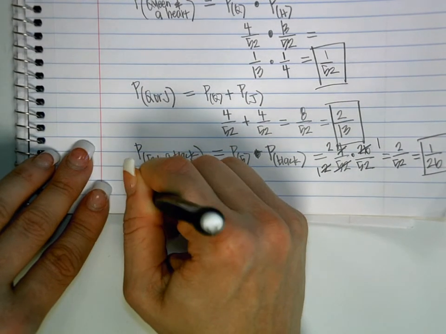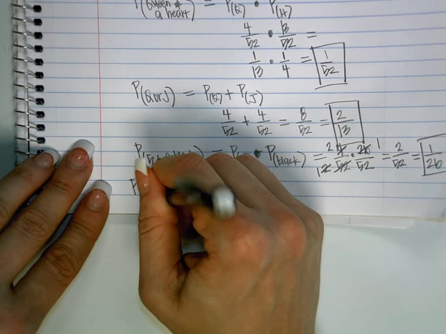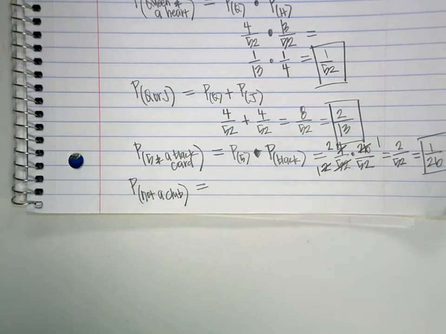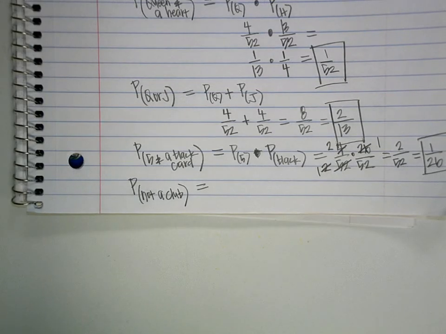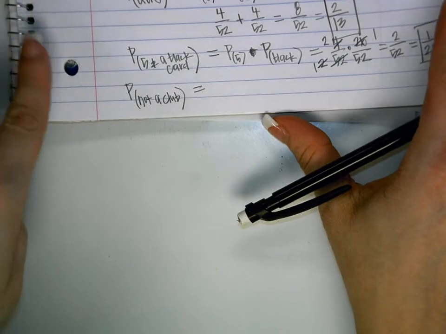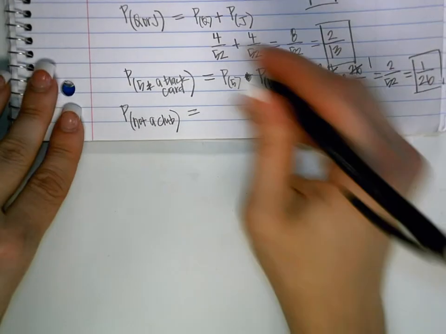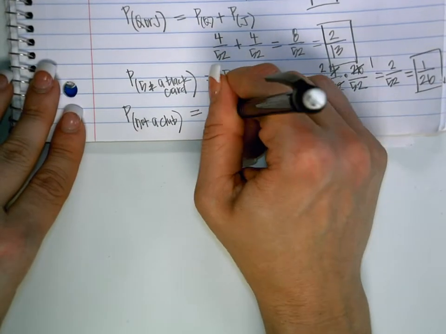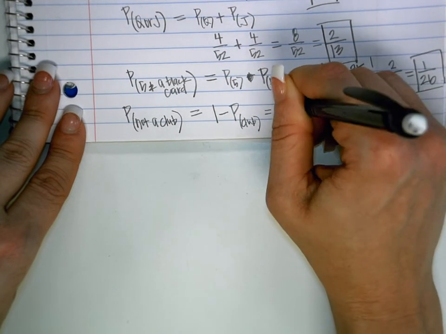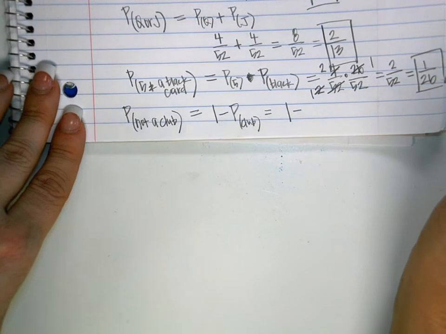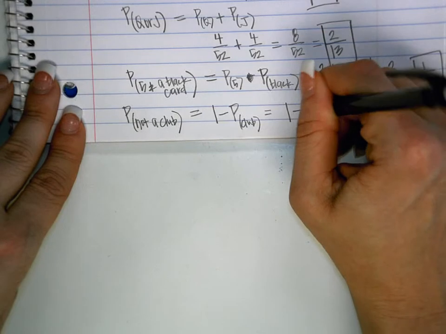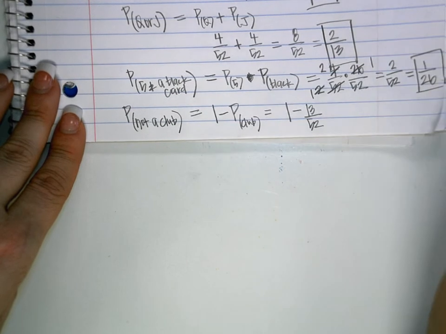Okay, and then the last one I want you to find is find the probability of not being a club. So what's the total probability? 1 minus the probability of being a club. So you have to do a whole 1 minus what's the probability of being a club? How many clubs are there? 13 out of 52. Clubs are only one suit.